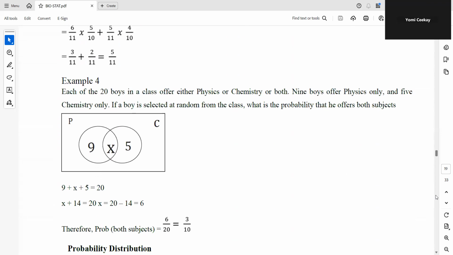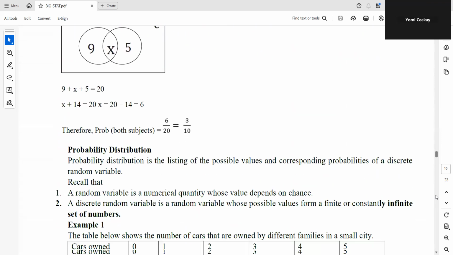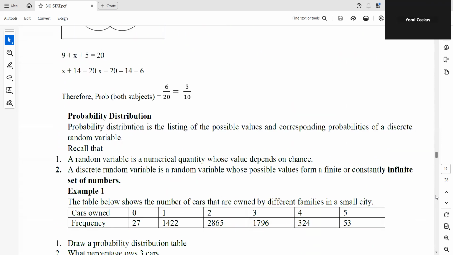Please do this as an assignment for me, the other probability question.